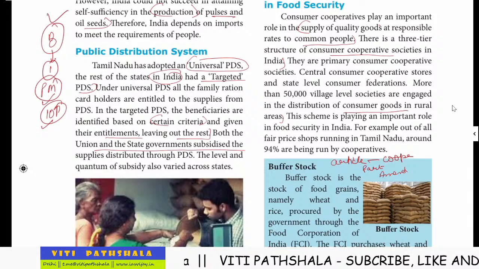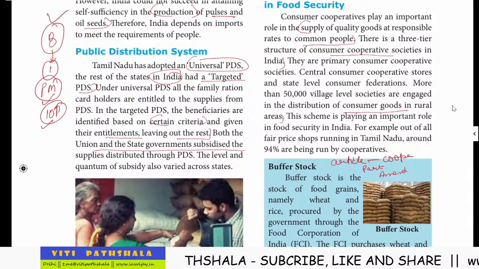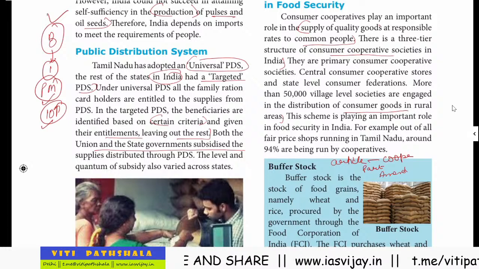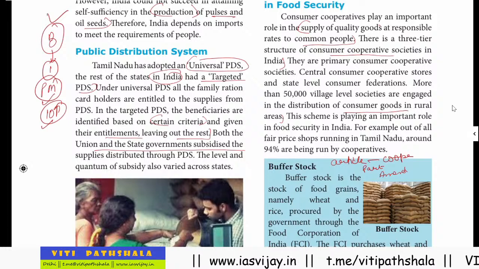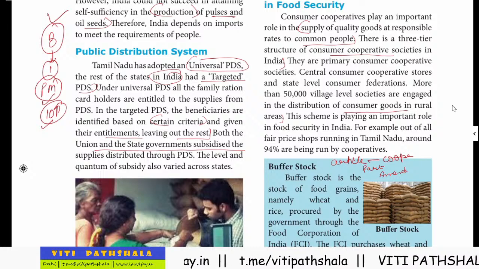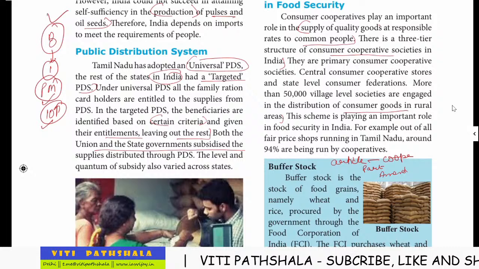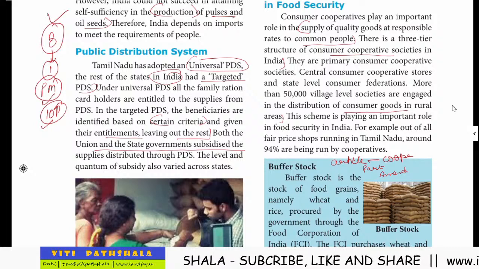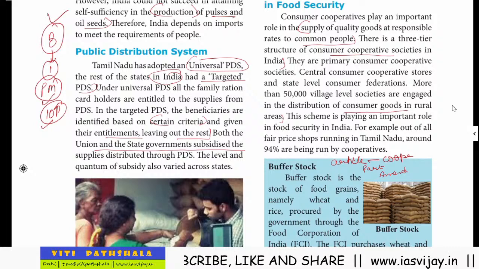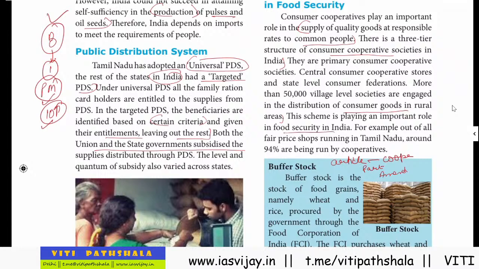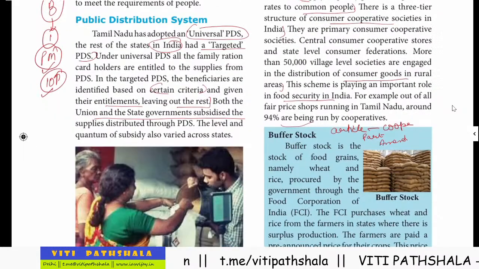because it does not relate to only economics. Food security is not about studying only economics, it is also studying the other aspects like the polity. Do write these things in your answer. Now this scheme is playing an important role in food security in India. For example, out of all the fair price shops running in Tamil Nadu, around 94 percent are being run by the cooperatives.